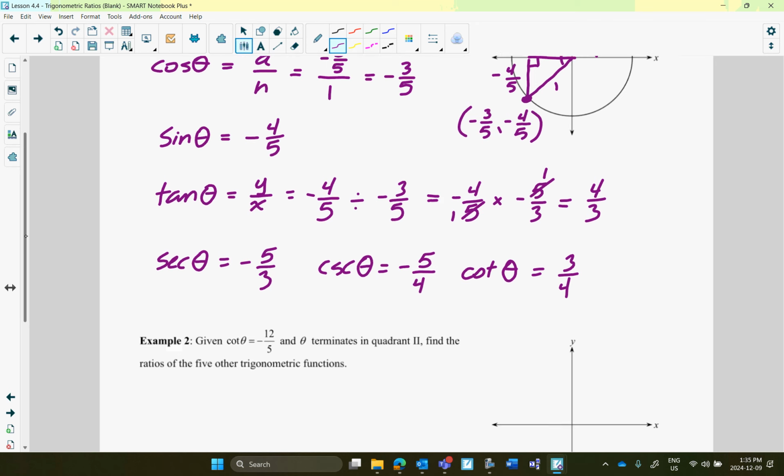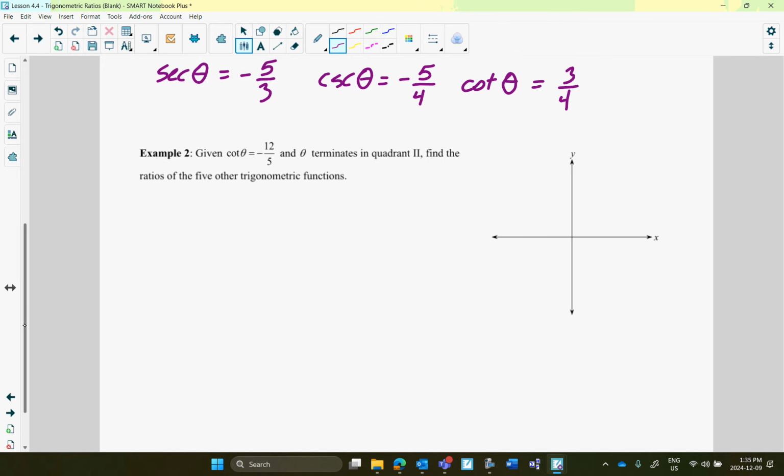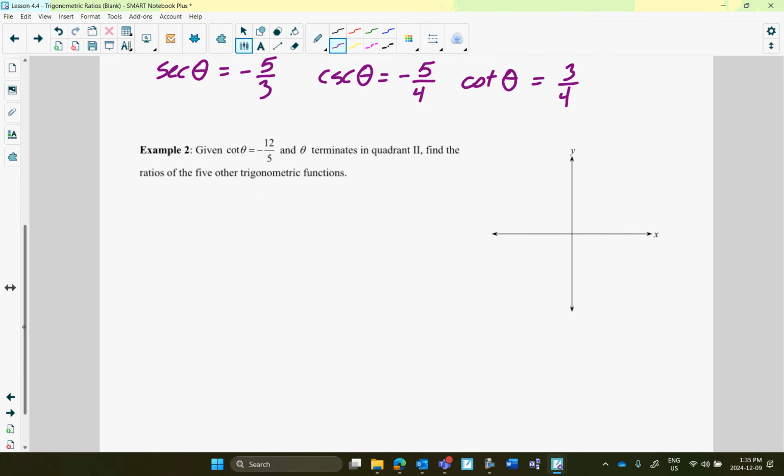The next one. Remember, you're given a question like this, where it tells you quadrants or it gives you a point on the unit circle. Always do a diagram. It really helps. Okay? So I've been told one of the ratios, cotangent. I'm told that if I draw a triangle out on the unit circle, my triangle is going to be in quadrant 2. So how do I draw a right triangle in quadrant 2?